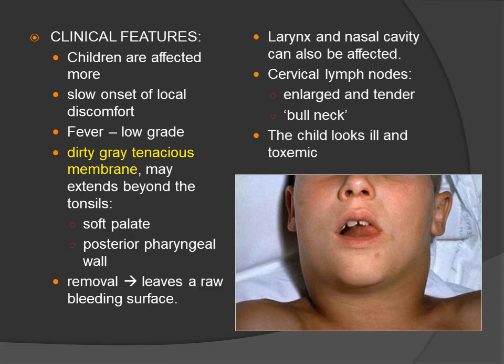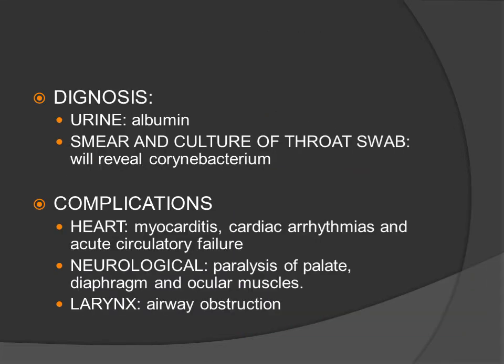Patients may present with bull's neck, which is because of enlargement of the lymph nodes. Diagnosis can be made by urine examination as well as culture sensitivity of the throat swab. Complications includes myocarditis, cardiac arrhythmias, acute circulatory failure, paralysis of the palate and diaphragm, as well as the ocular muscles, and there may be laryngeal obstruction as well.